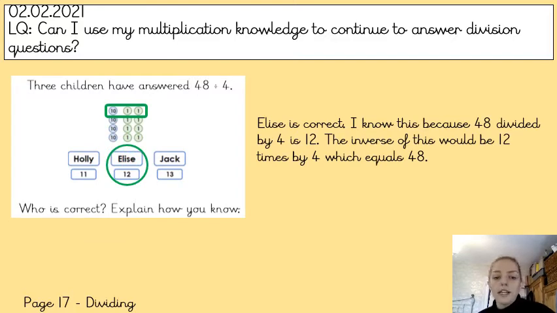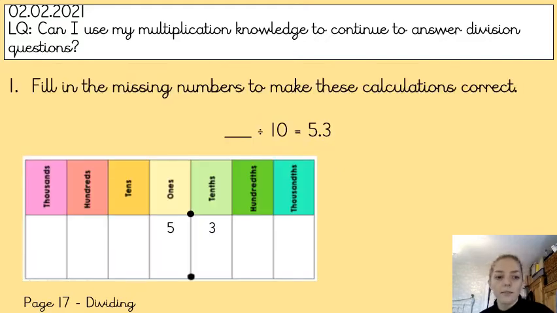So, if you said it was Elise, then you were right. So Elise is correct. I know this because 48 divided by 4 is 12. The inverse of this would be 12 times by 4, which equals 48. I also know this to be true because I can see an array where there are 4 groups of 12. So you can see that they have done grouping above the answers that the children have given to help you with figuring out who is correct. So well done if you got that right.